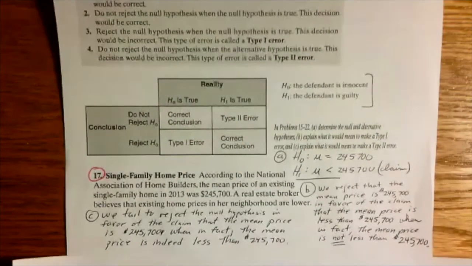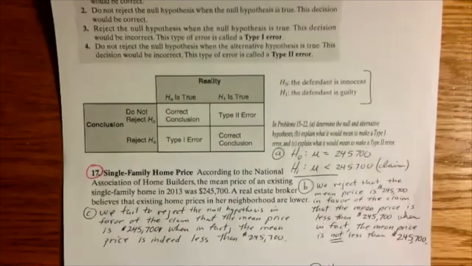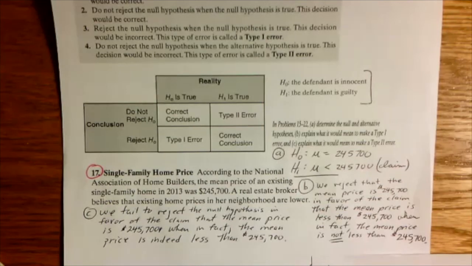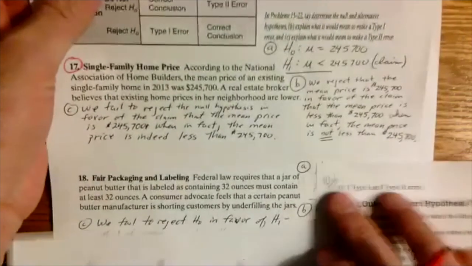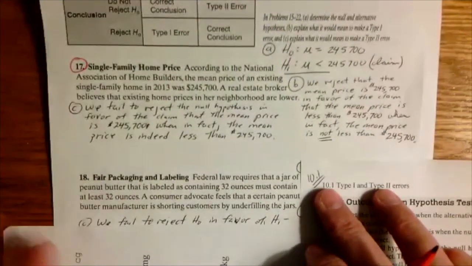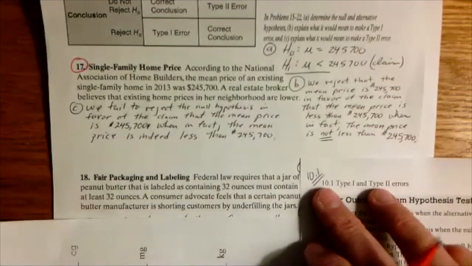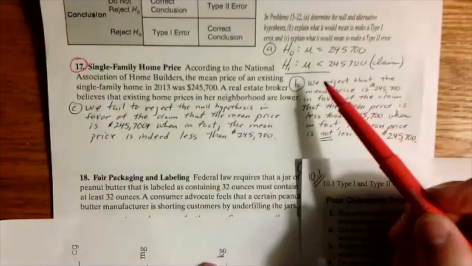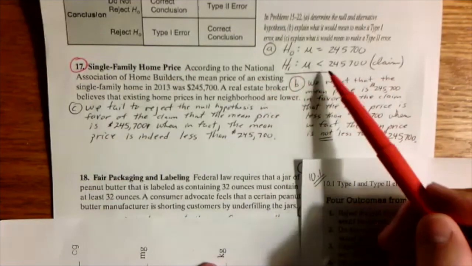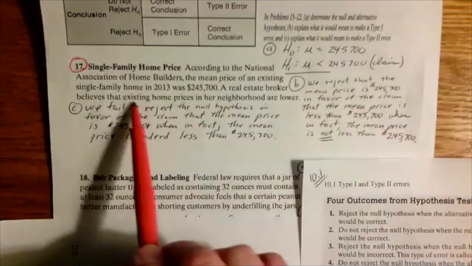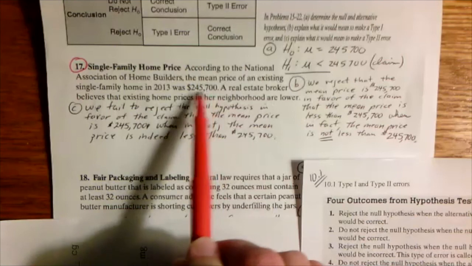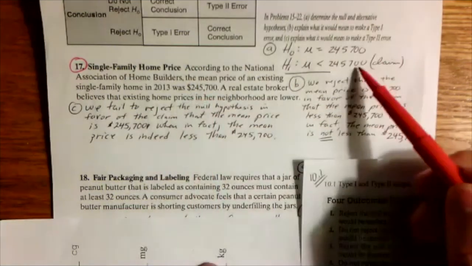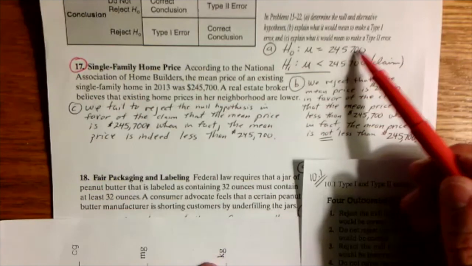Okay, let's take a look at number 17. And let me slide this up a little bit so you can see problem 18 if you don't have it in front of you, and you can work on that. So, all right, the claim was that the mean believes that the existing home prices in her neighborhood are lower than the 245,700. So there's the claim. The alternative would be, or the null hypothesis would be this.